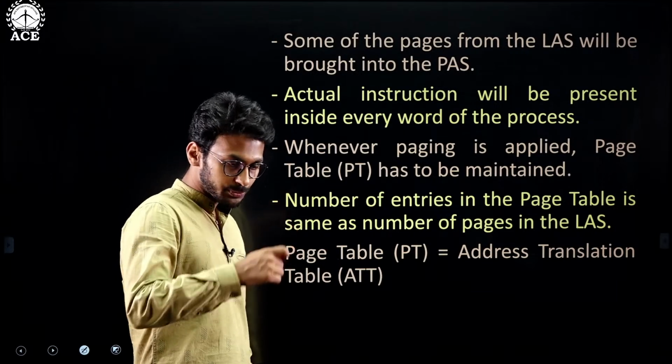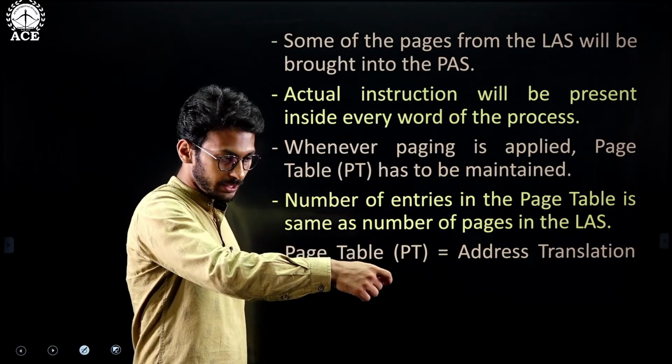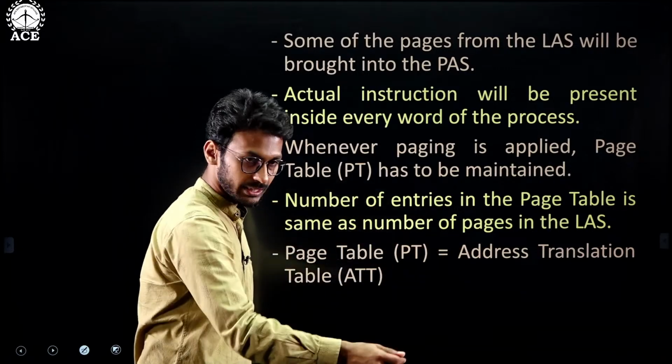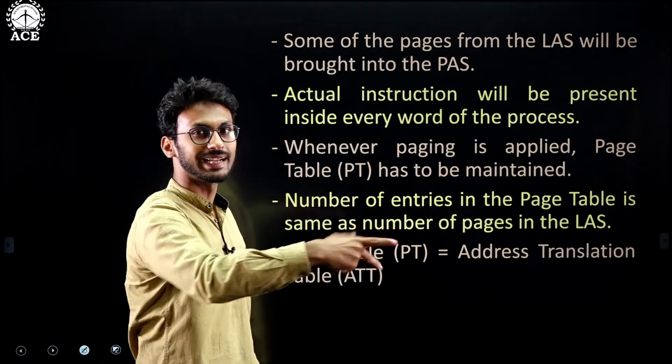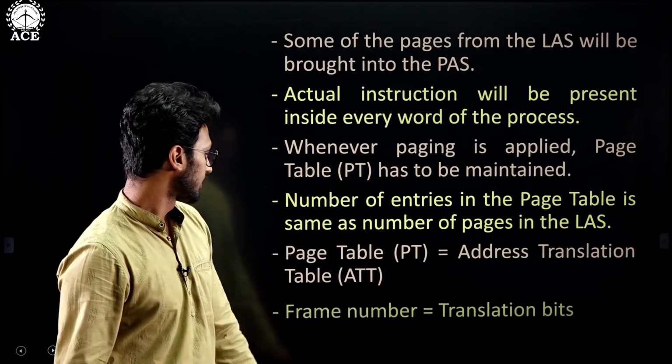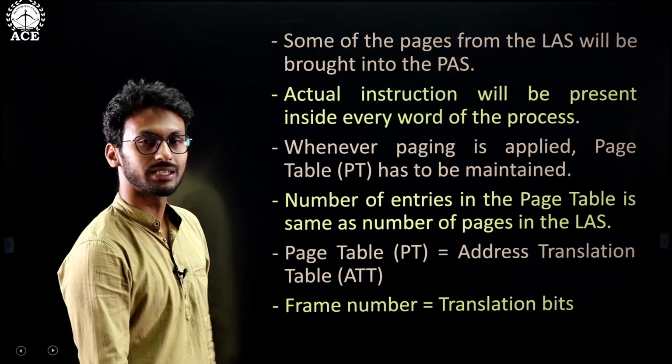You want to go to a specific page. Within that, the page table entry will consist of the frame number. From that page number you get the frame number. Translation happens. Page table equals address translation table. Done. Frame number equals translation bits. You can just note it.